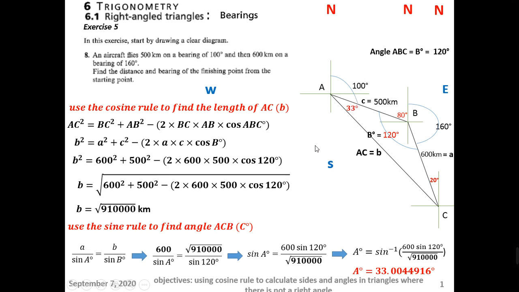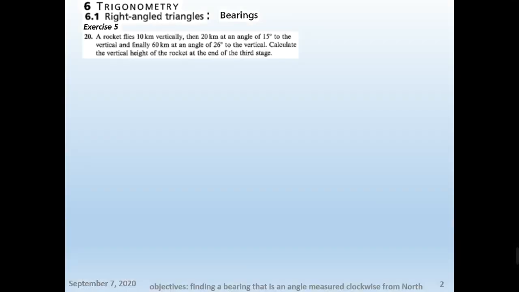Let's try to apply the exact same steps on this question, which I left for you yesterday at the end of the video. And like I said, always start by drawing a sketch of the problem as you're reading the problem. A rocket flies 10 kilometers vertically. Always start by drawing the coordinate plane. If it's going vertically, we are starting from the origin point and we're going up north. So this is my 10 kilometer.